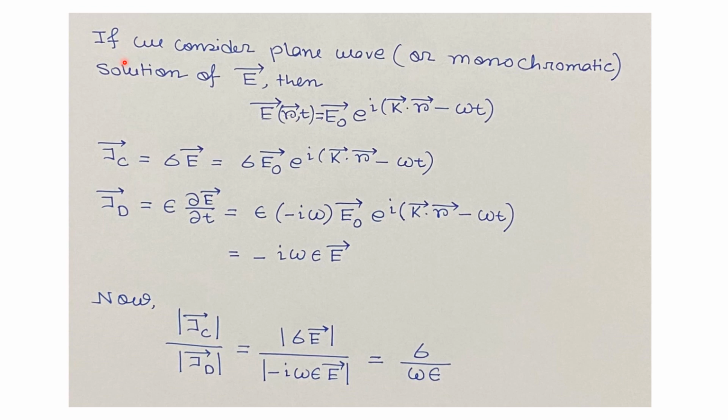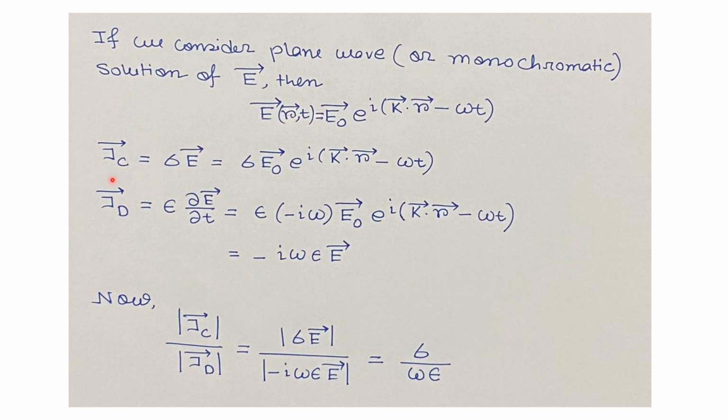Now if we consider a plane wave or monochromatic wave solution for the electric field, then it can be written as E vector as a function of r vector comma time t, equals E naught vector times e to the power i (k dot r minus omega t). Here E naught is the amplitude of the electric field and k vector is the wave vector for that electric field.